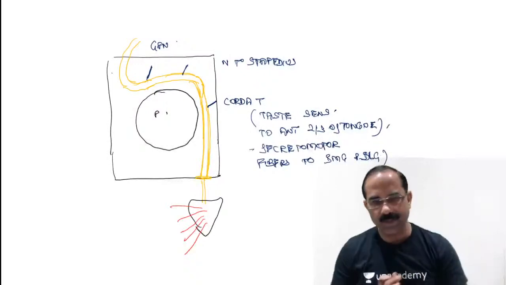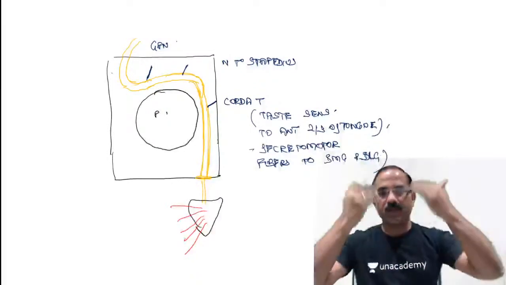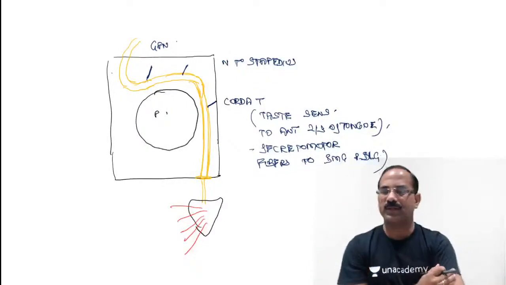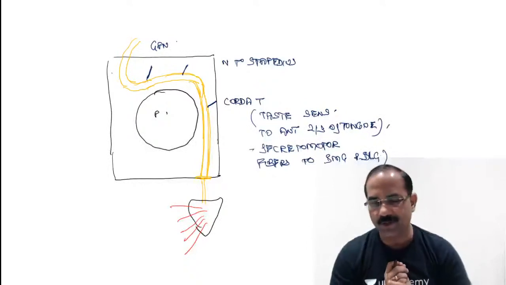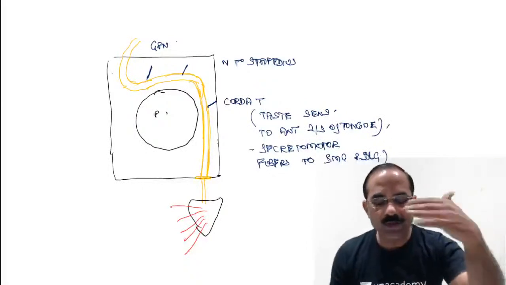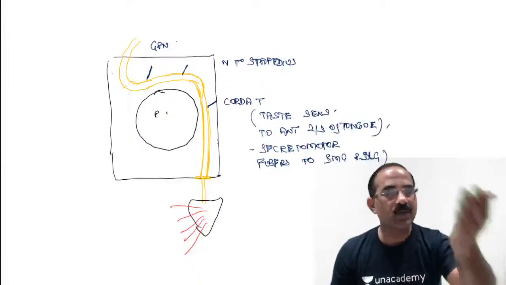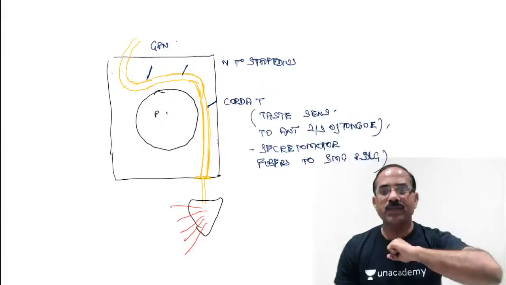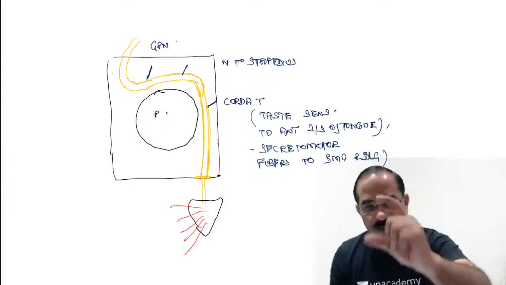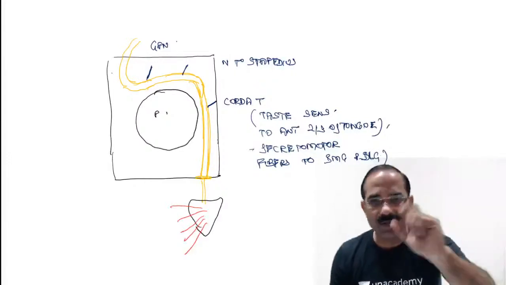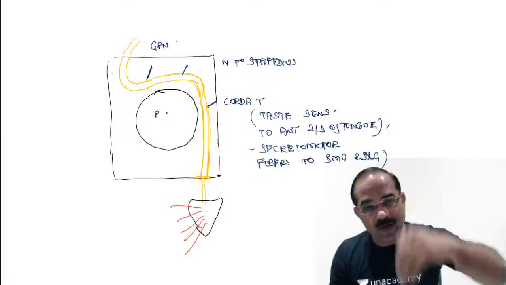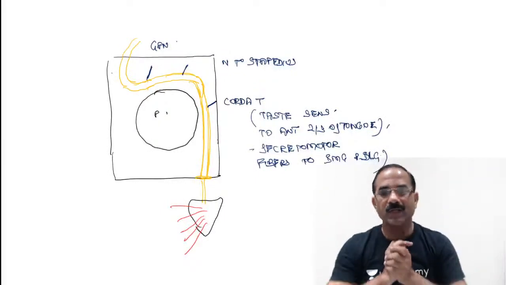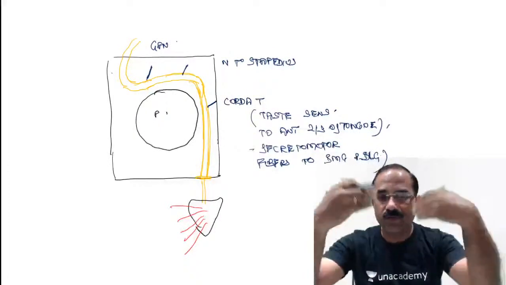So the chorda tympani has 2 types of fiber. One is the taste fiber, which supplies the anterior 2/3 of the tongue. It also has secretomotor fibers to supply the submandibular and the sublingual glands. The chorda tympani is given by the facial nerve in the middle ear, correct? The chorda tympani gets out of the ear through which foramen? Can anyone tell me this?